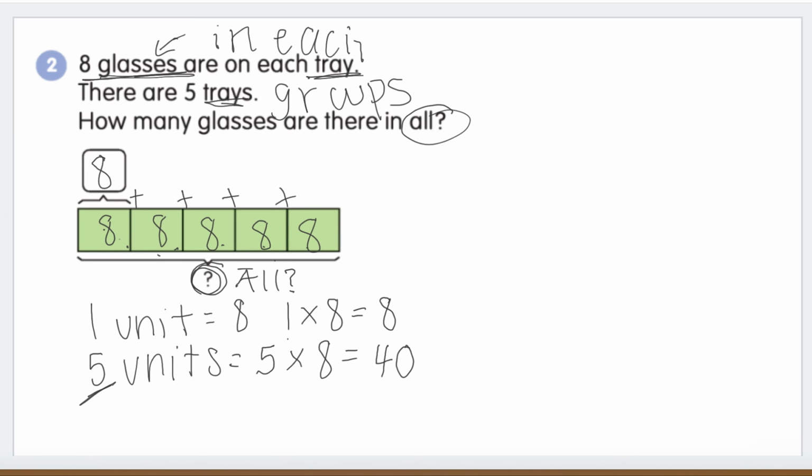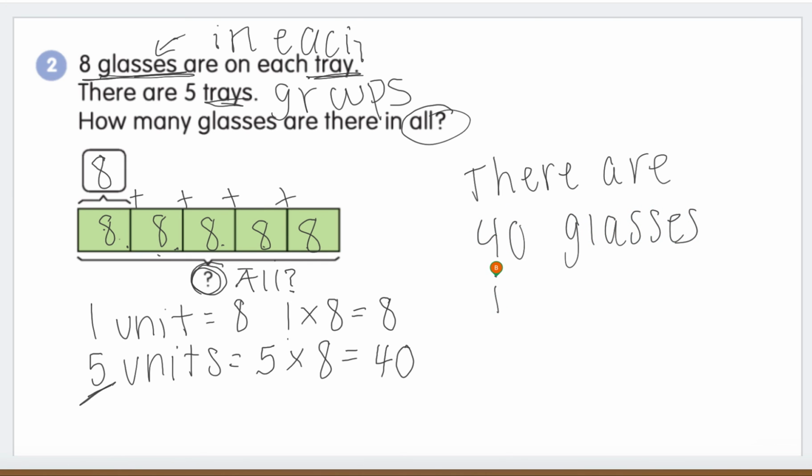Now, again, let's get in the habit of answering our question using a sentence. How many glasses are there in all? There are 40 glasses in all.